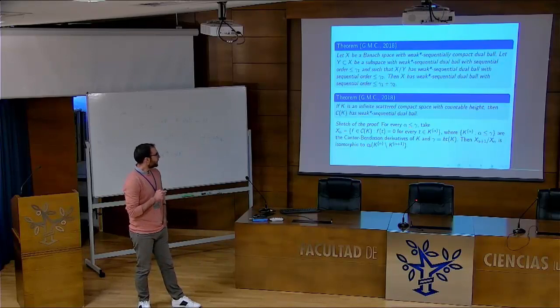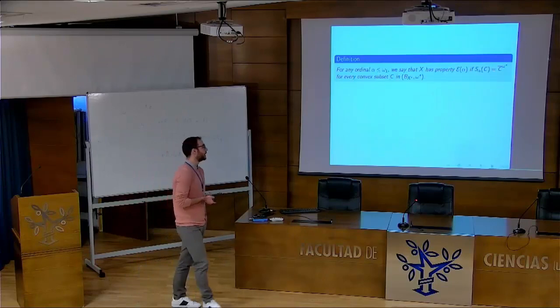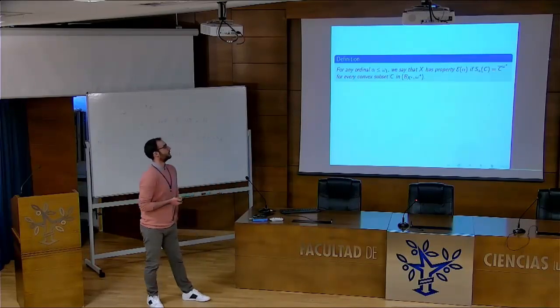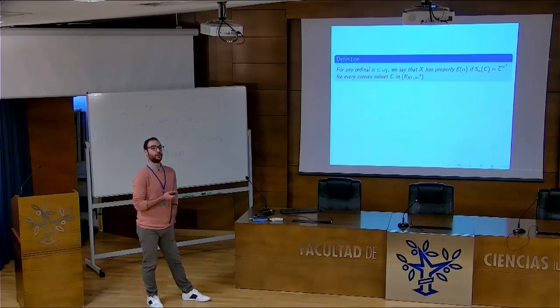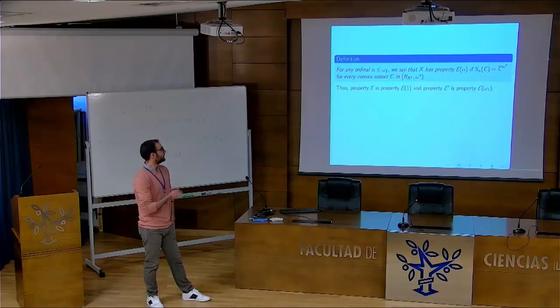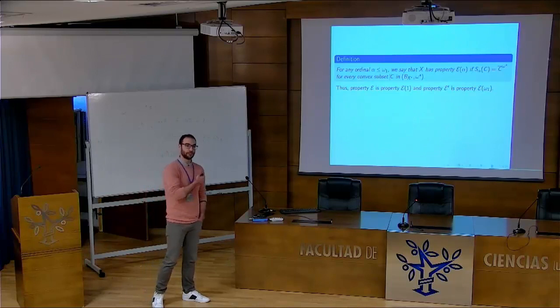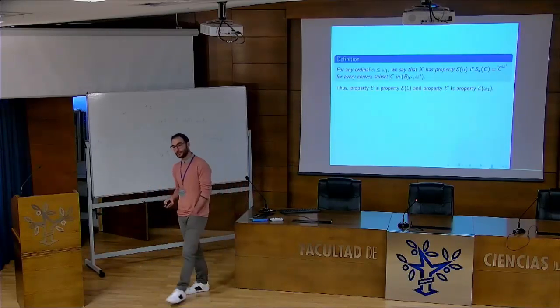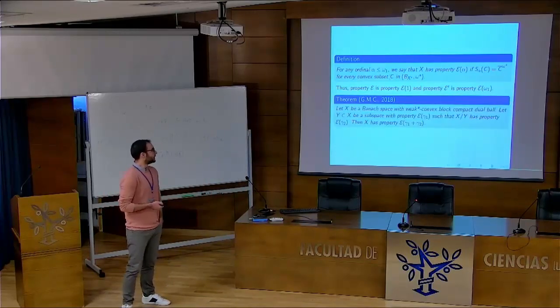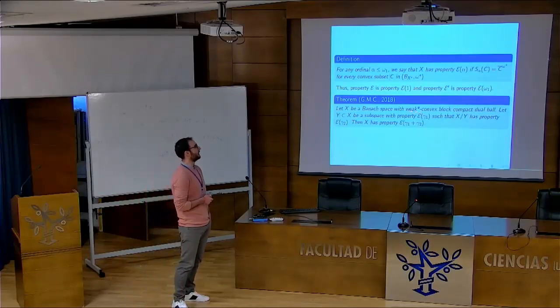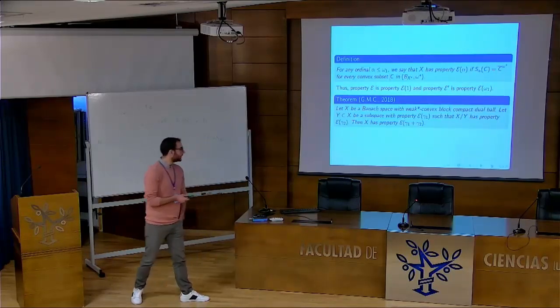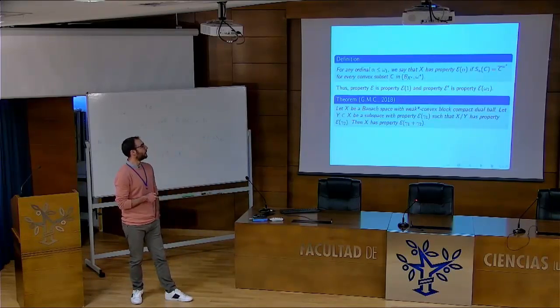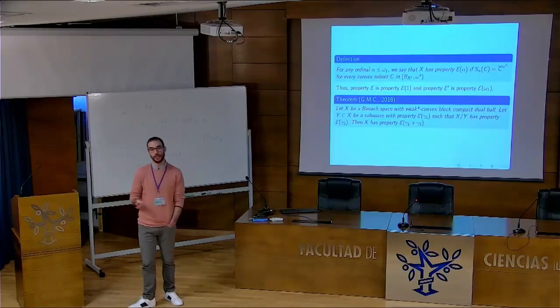Okay, so we also have a convex version of these results. In particular, the convex version of having sequential dual ball with sequential order smaller or equal than alpha is what we are going to call property E alpha. So we assume that these two sets are equal for any convex subset C of the dual ball. With this notation, property E of Abramovich is just property E 1, property E prime is just property E of omega 1, and the previous result also holds using this convex version. Now instead of sequential compactness of the dual ball, we only require the dual ball of X to be weak-star convex compact, and if we know that Y has property E of gamma 1 and the quotient has property E of gamma 2, then X has property E of gamma 1 plus gamma 2.